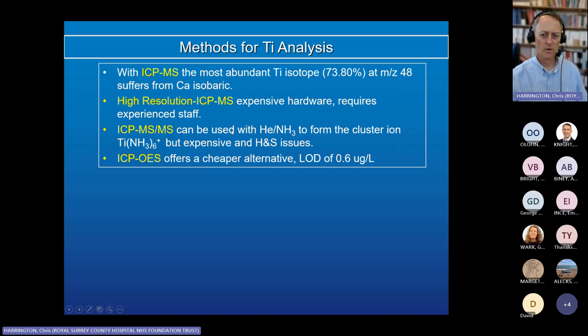So this is a technique where you react the titanium with, in this case, ammonia gas to form this cluster ion, which occurs at about 150. So it basically moves the titanium isotope here at 48 up the scale away from calcium, because calcium doesn't react with the ammonia. But that was expensive at the time, and it also had a lot of health and safety issues about having ammonia in the lab. It turned out we couldn't really do that.